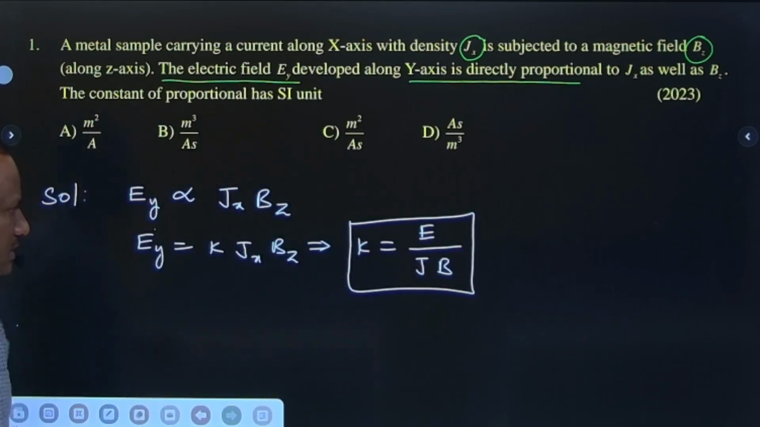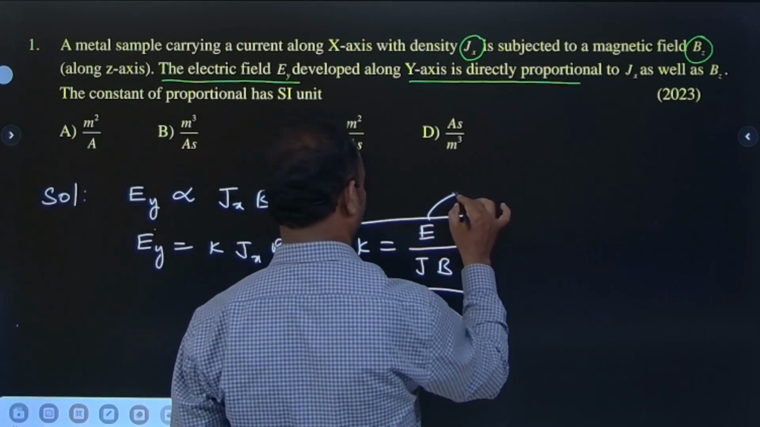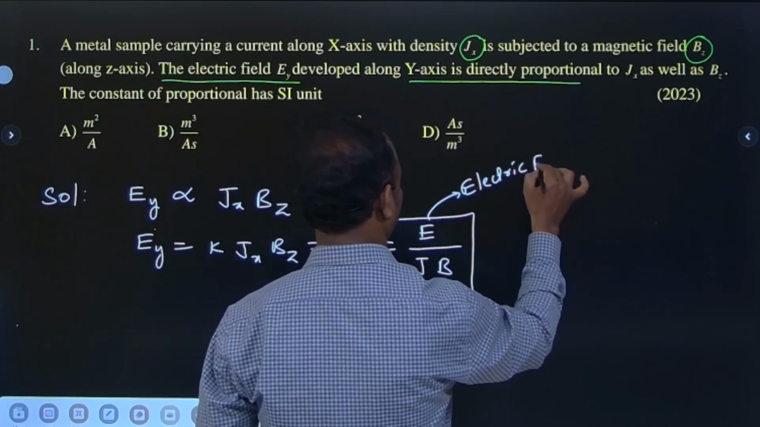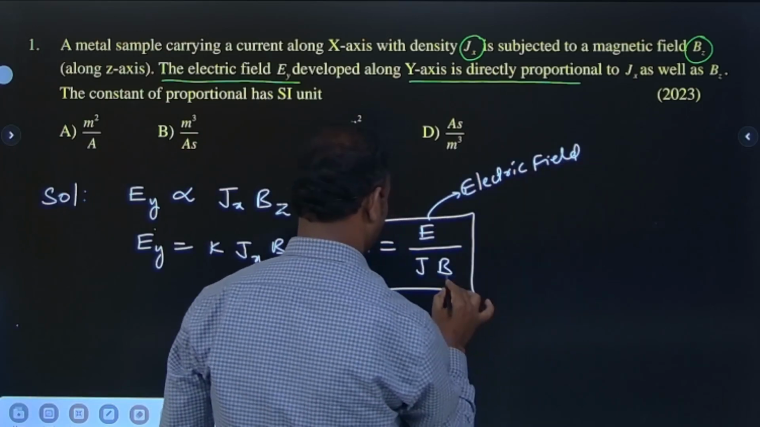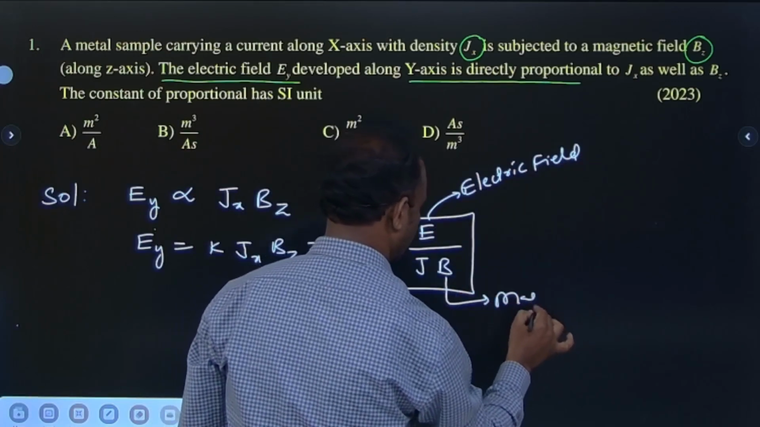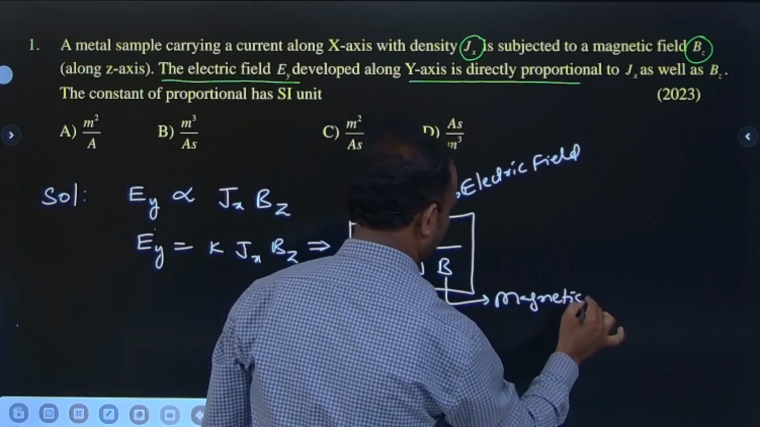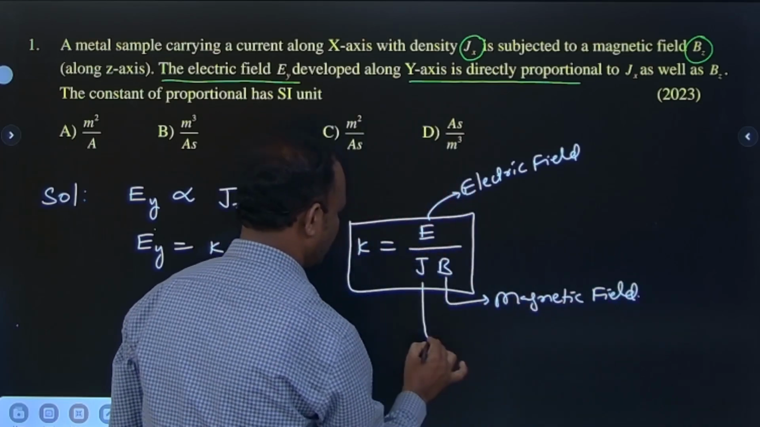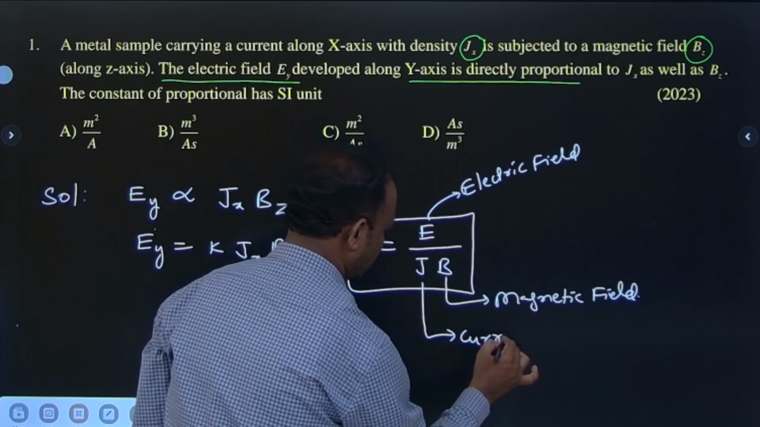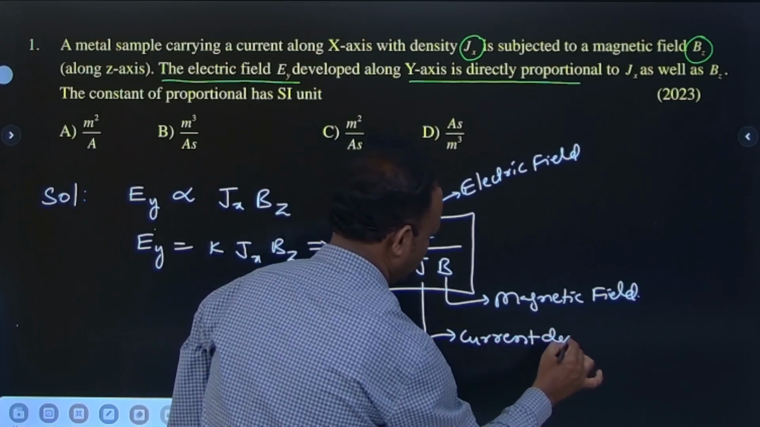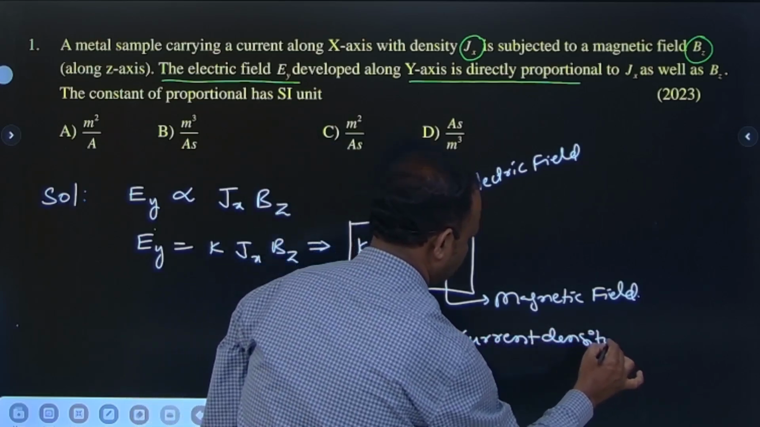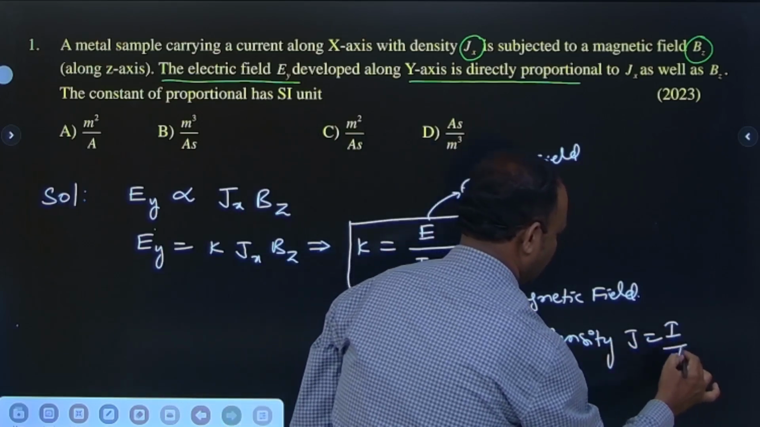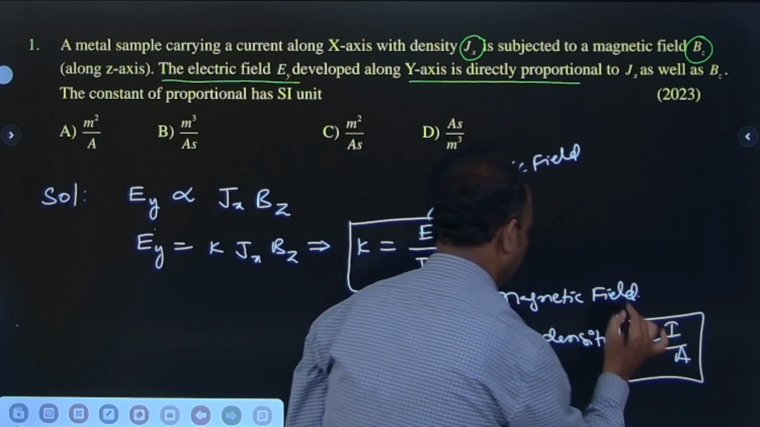Now E stands for the electric field. B is the magnetic field. J is the current density. Now current density J is equal to what? Current per cross sectional area.